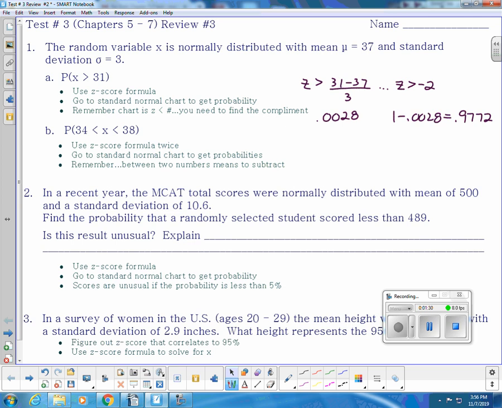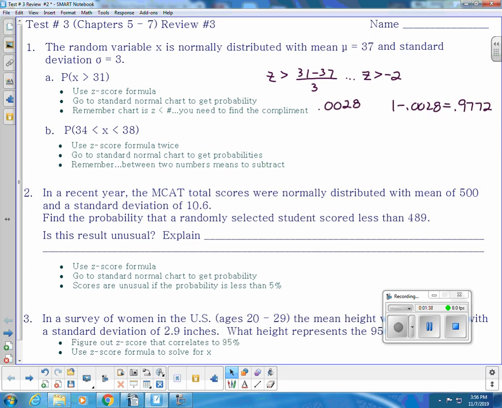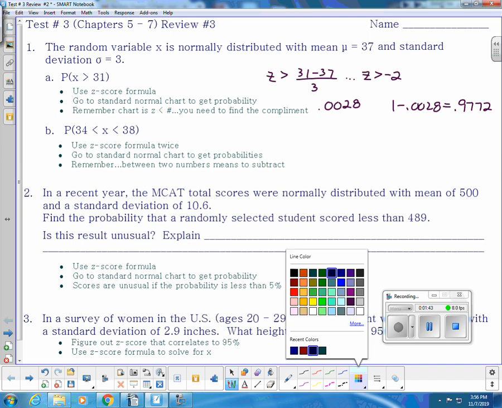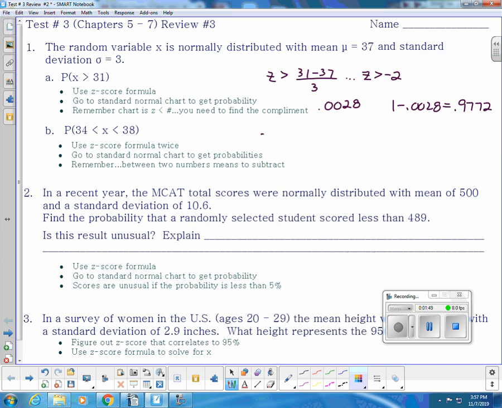Okay? The next one is asking for the probability of x being in between those two numbers. So you're going to do the same thing. You have to find the z-scores. You have two z-scores to find. So 34 minus 37 divided by 3 is -1.